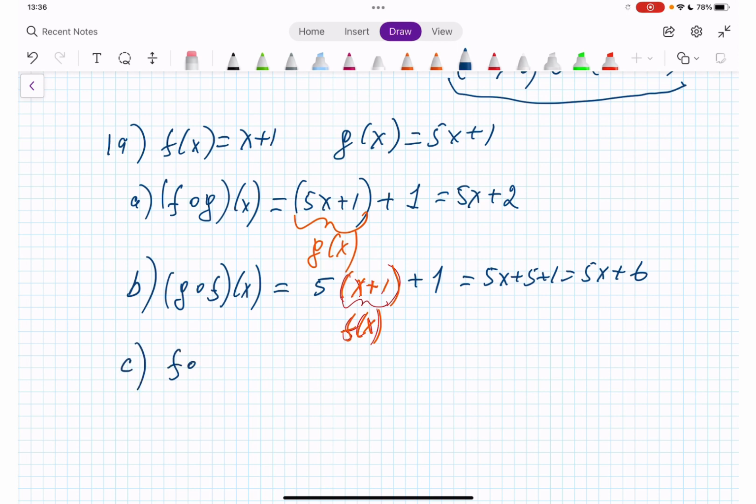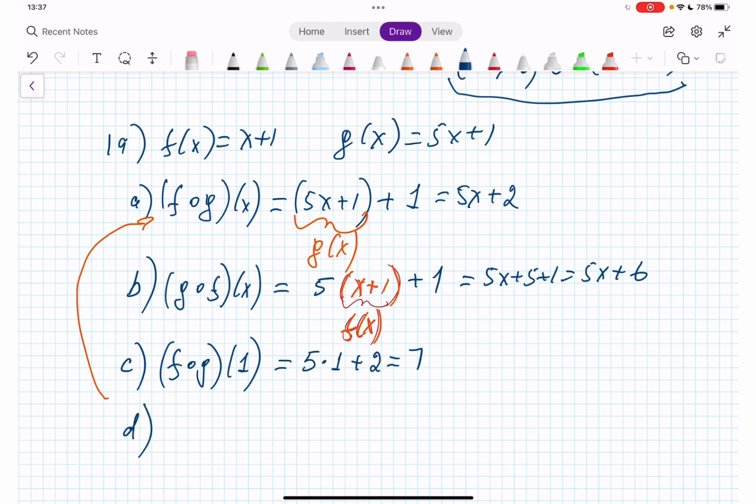F composition of g of 1. Where is my f composition of g? It's all the way here. So it's 5x plus 2. Well, 5 times 1 plus 2, it's going to be 7. And D, g composition with f of 1 also. Where is my f composition?